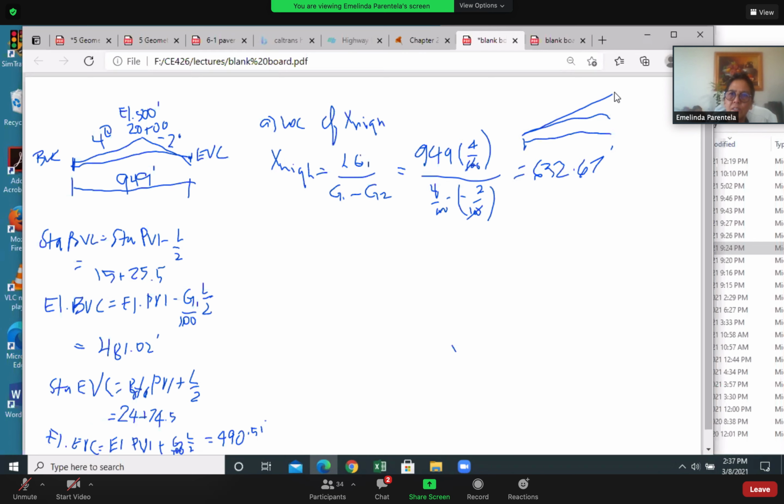So this will be the value of x. So now the station would be the station of the BVC, so always with reference to the beginning of the vertical curve, plus x. So that will give you, how much is that?